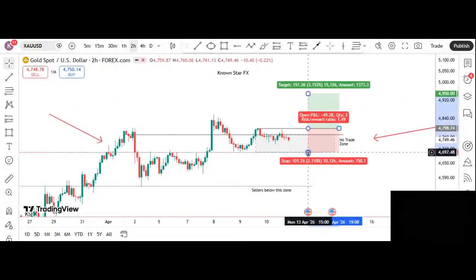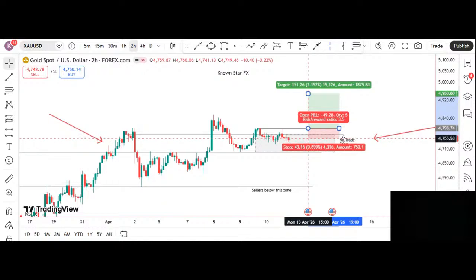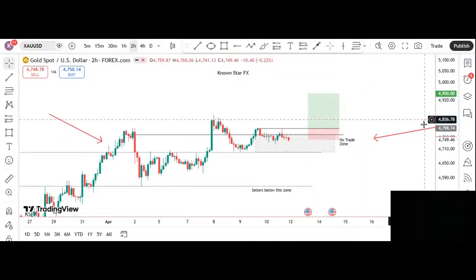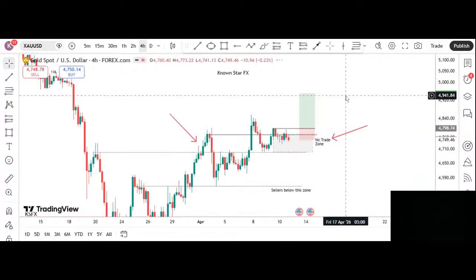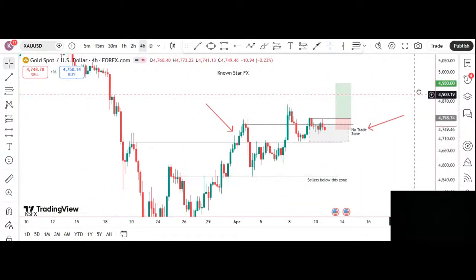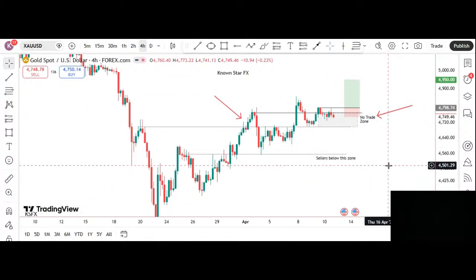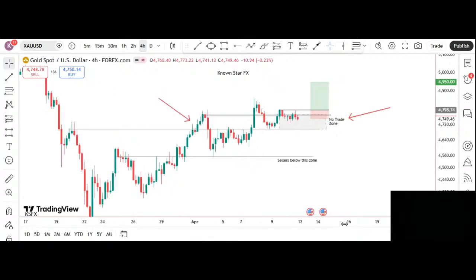And where our SL will be, our SL will now be below this zone right here. And this is giving us about 3 to 1 risk to reward. I don't know if we're on the same page. This is giving us about 3 to 1 risk to reward, right?